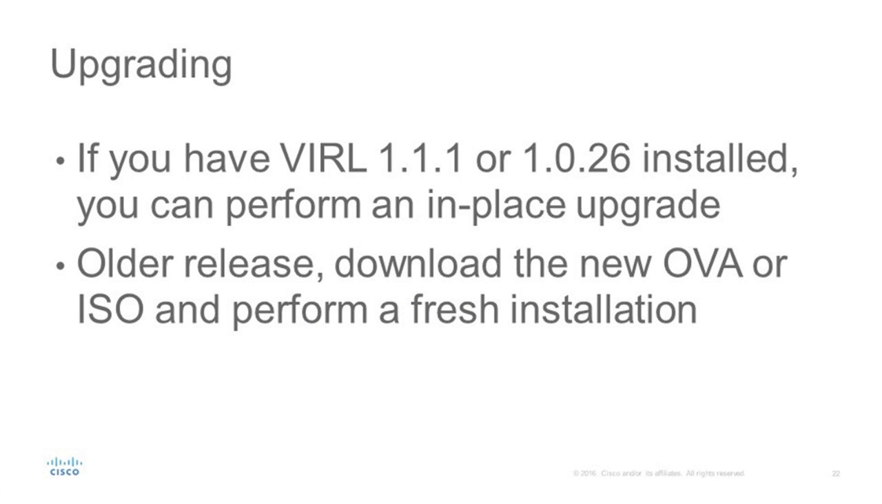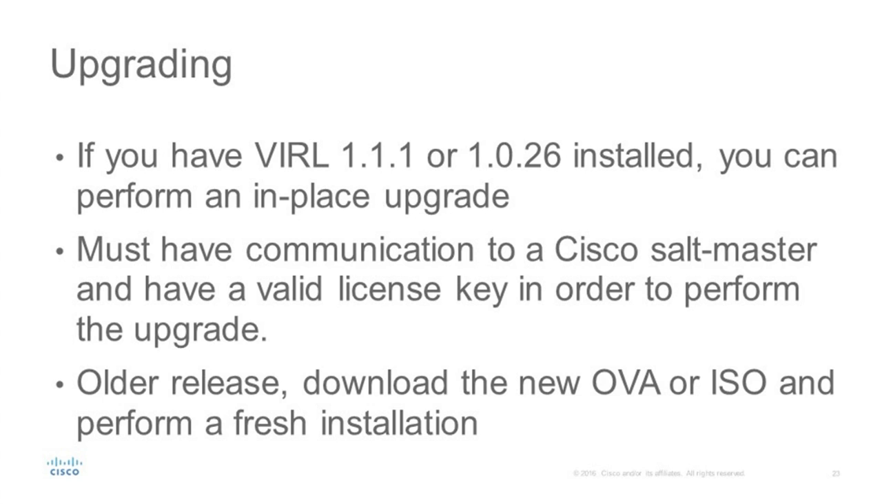So we're supporting in-place upgrades from VIRL 1.1.1, so that's the April release, and also 1.0.2.6, so that was the February release. If you've got a prior release, let's say from November or December, in-place upgrade is not supported. Okay, not supported. You'll need to download the new OVA or ISO, and it will be a case of doing a fresh installation. You do need to have communication to a Cisco Saltmaster, and you have to have a valid license key, of course, in order to be able to perform that upgrade.